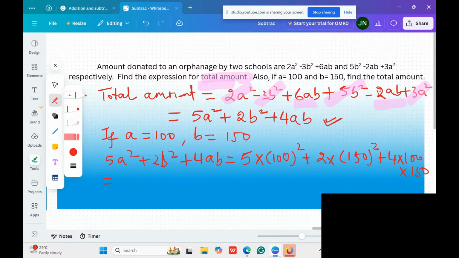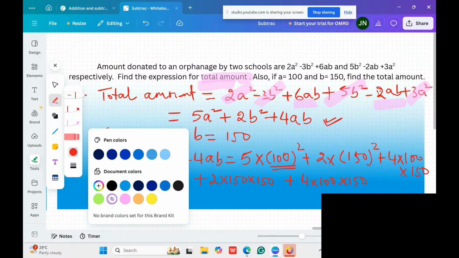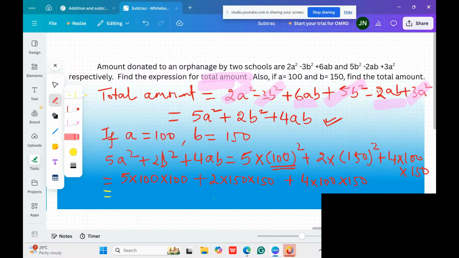All right, so 100 square means 100 times 100. Okay, so let me write this in expanded form for you. Some parts you can solve directly if you know how to do it. 150 plus 4 times 100 times 150. I'm changing the ink here. It seems a little too bright.